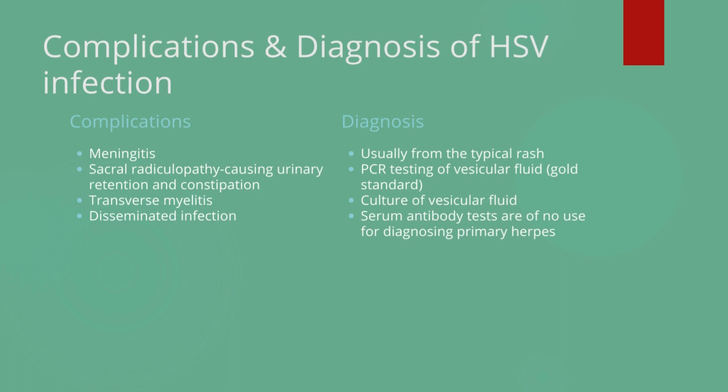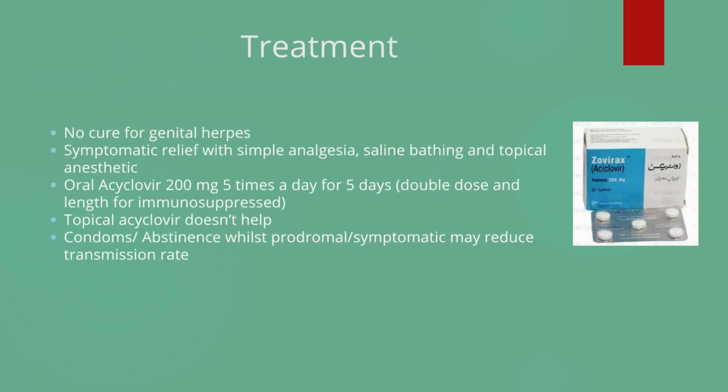The complications are meningitis, sacral radiculopathy causing urinary retention and constipation, transverse myelitis, disseminated infection. And the diagnosis, usually, you can have an idea from the typical rash. You can do PCR testing of vesicular fluid, culture of vesicular fluid. Serum antibody tests are of no use for diagnosing primary herpes. The treatment: there is no cure for genital herpes. Symptomatic relief with simple analgesia, saline bathing, and topical anesthetic.